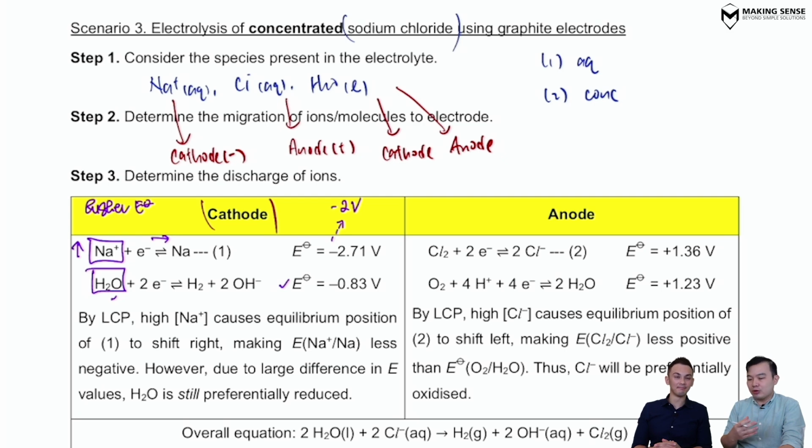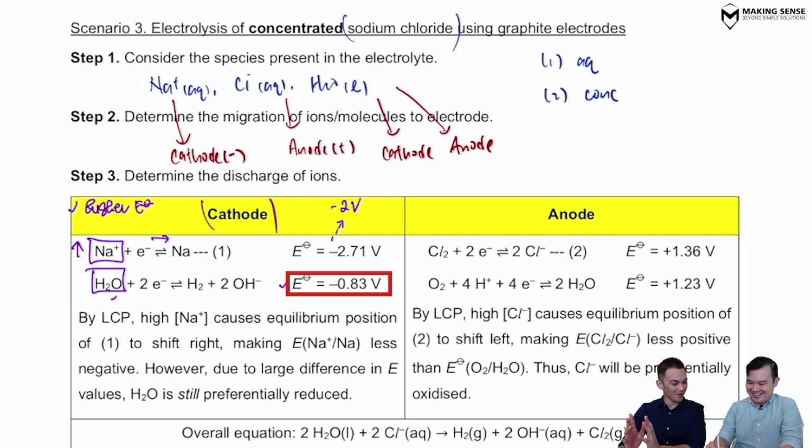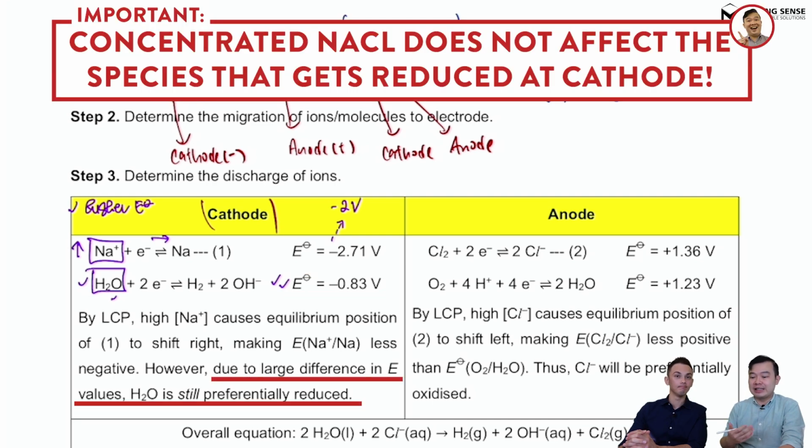And then we're going to start to compare again, right? We're still going to use the same method to see which one has a higher E value now, okay? Mr. William, who is still higher? Negative 0.83 is still higher. Yes, okay, so you realize that even though Na+ has higher concentration, you still notice that water is still going to be preferentially reduced.